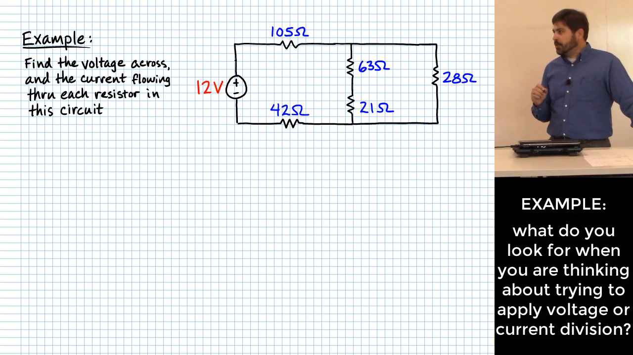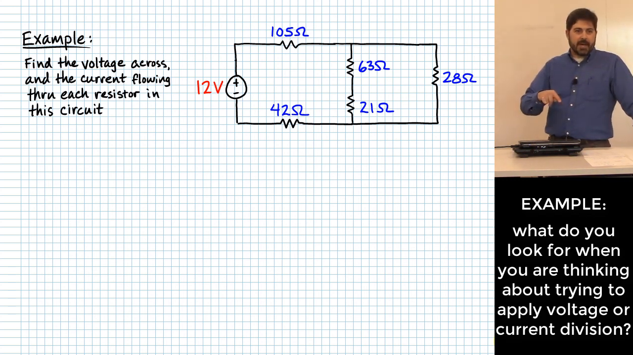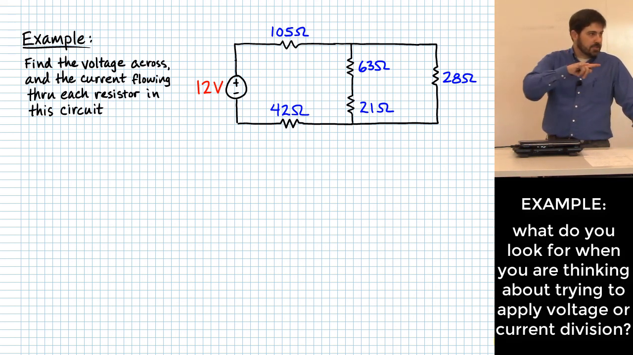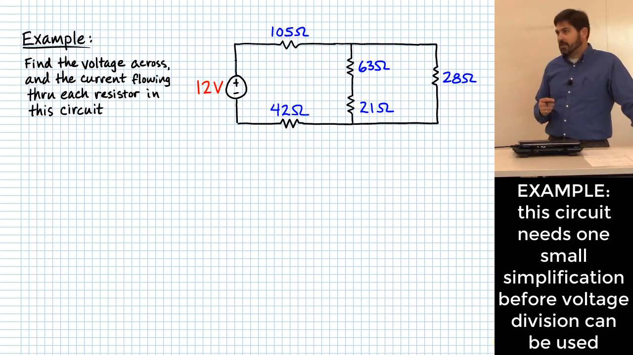Sometimes, though, it's difficult to figure out how you would start immediately using voltage and current division. As I look on here, what you look for is do I know the voltage across a series chain of resistors, or do I know the current that gets divided up through two parallel paths where I know those resistances? That's what you need for either voltage division in the first case or current division in the second case. You need basically a circuit that has something like that embedded into it so you can use the formula. Does this circuit have anything like that?